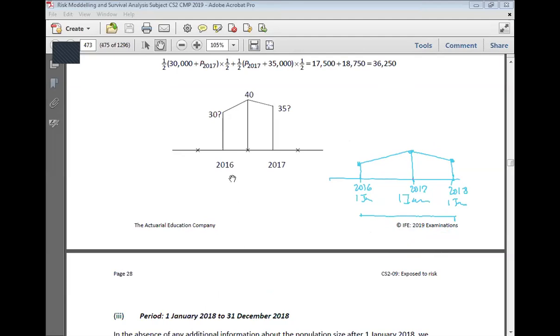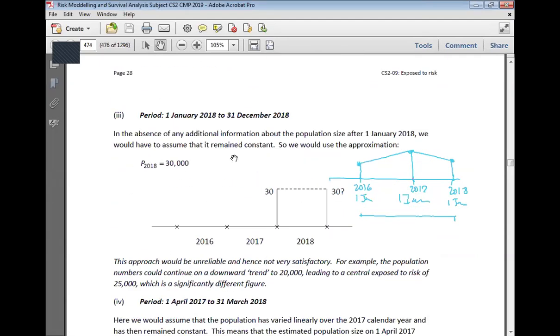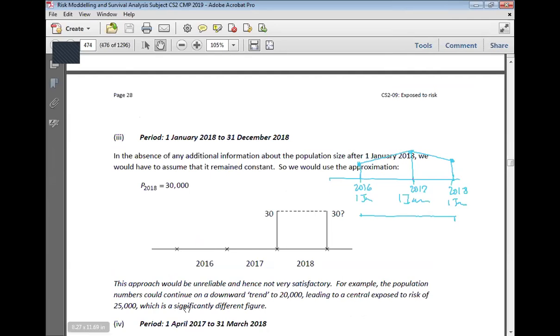So yeah, this is some boring question, but just to basically show you the limit of the calculations that we are making. Our calculation is very good if you want to figure out the exposure to risk from anywhere between 2016 up until 1 Jan 2018. But after January 2018, you have no idea what's going to happen. So you can just assume that it's going to stay constant, but again, this approach would be very, very unreliable.